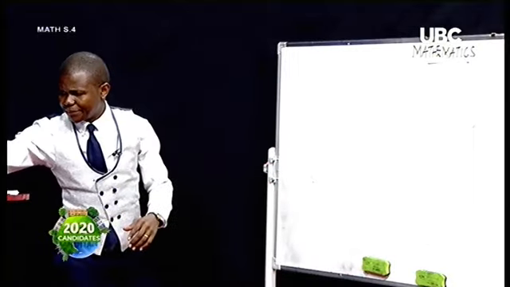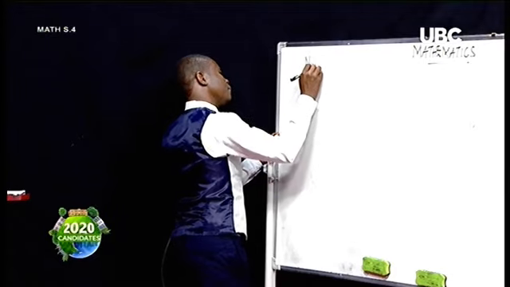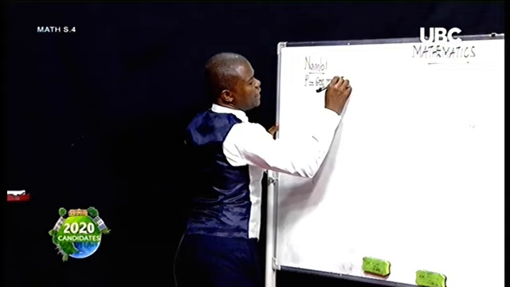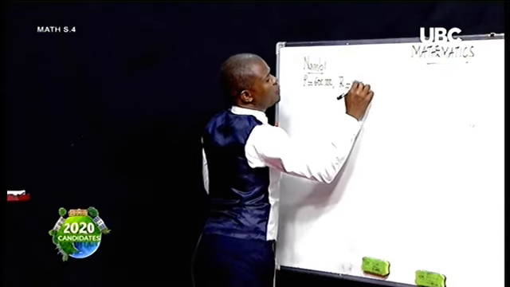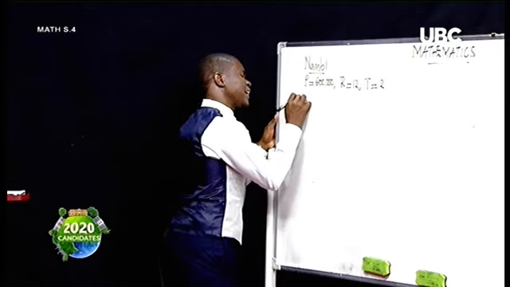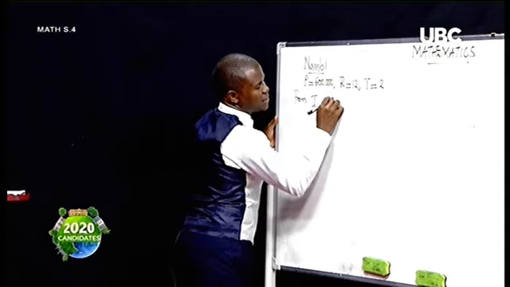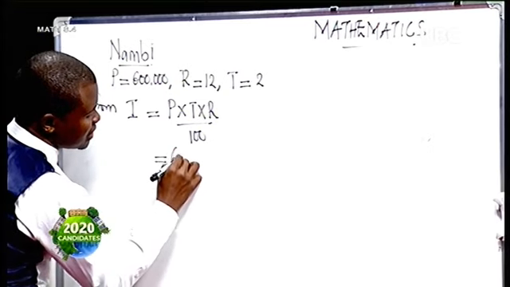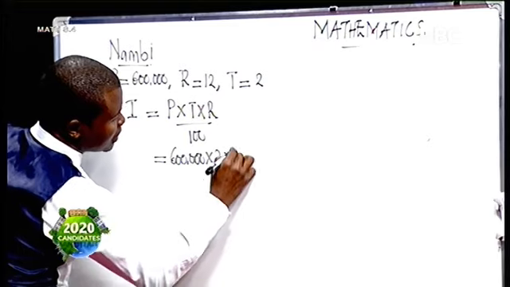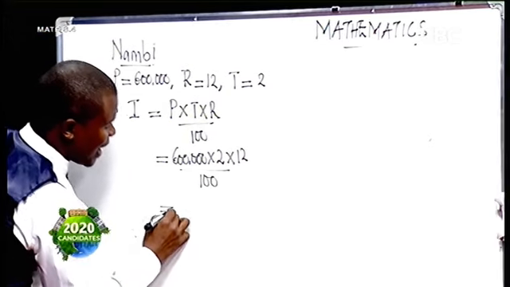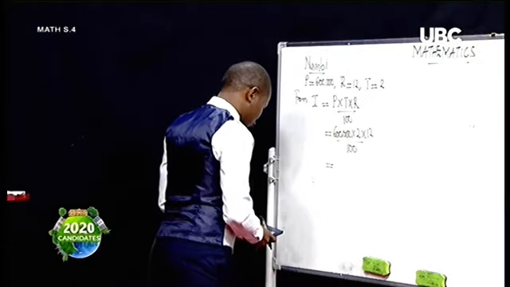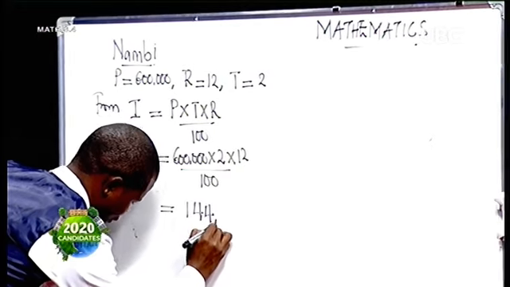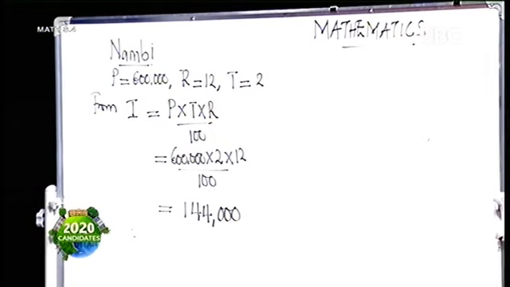We begin with Nambi. The principal is 600,000. The interest rate is 12, and the period of time is 2 years. We're saying interest is equal to principal times time times rate over 100. This becomes 600,000 times 2 times 12 over 100. And the answer we obtain in that case is going to be 144,000.